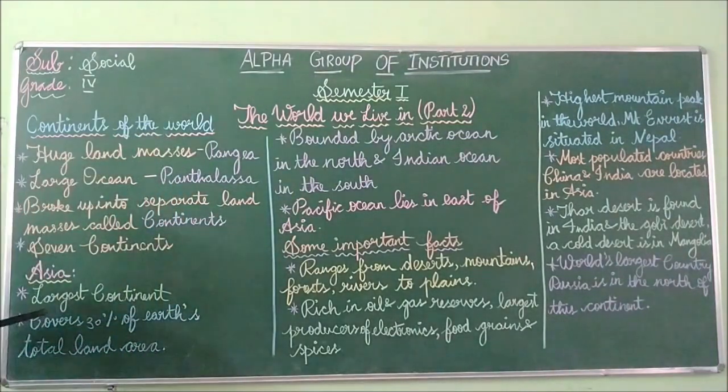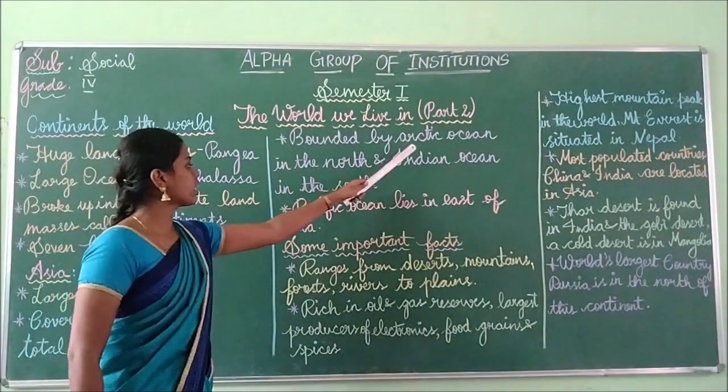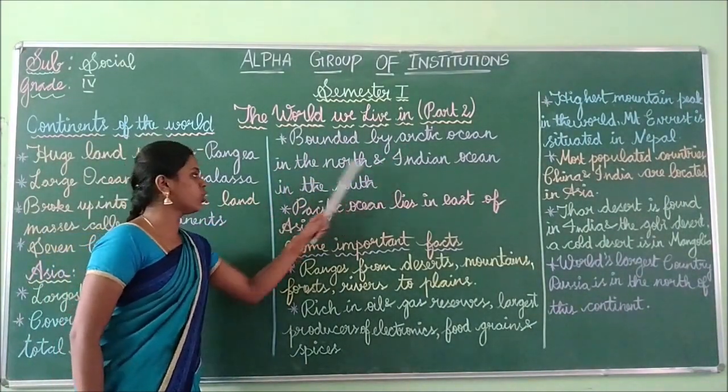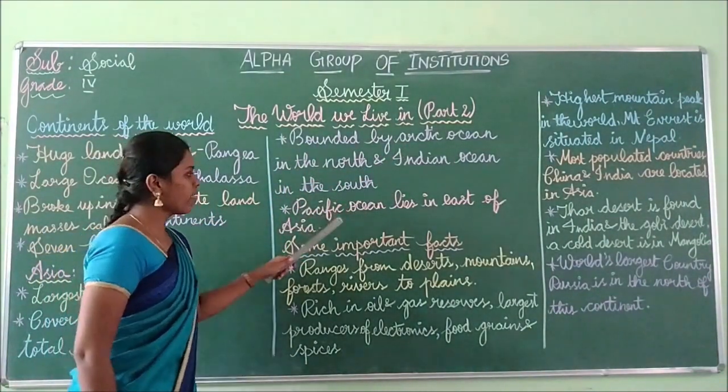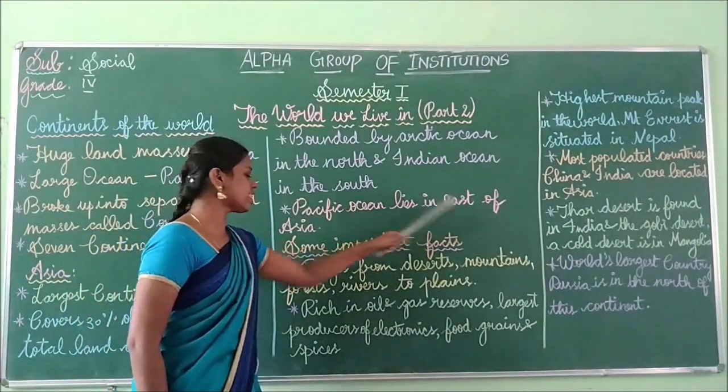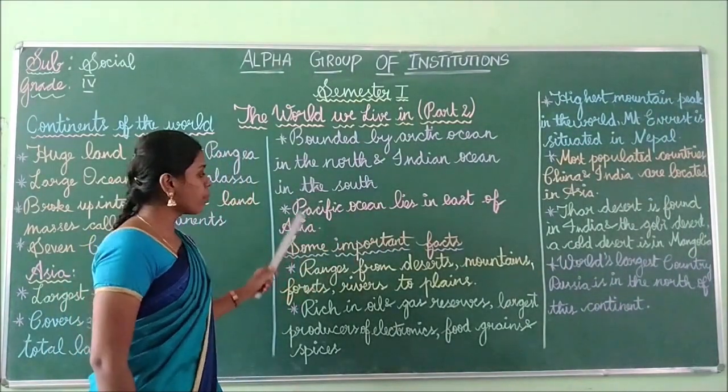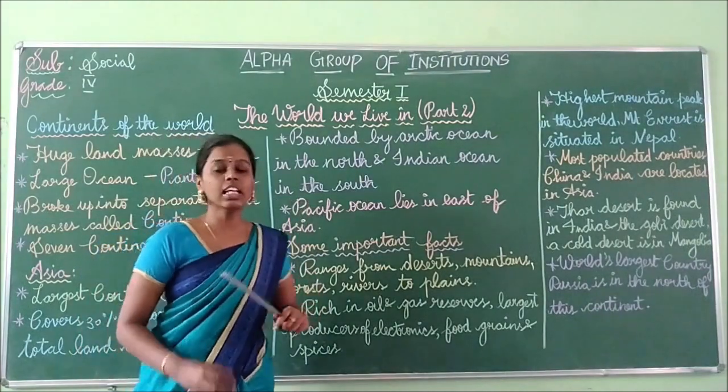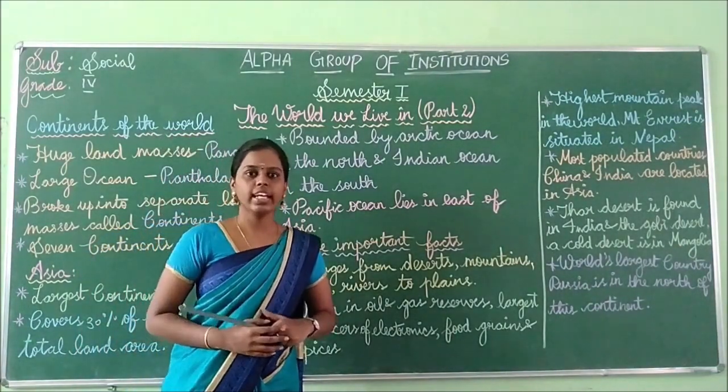See children, it is the largest continent in the world and it covers 30% of the total land area of Earth. It is bounded by the Arctic Ocean in the north and the Indian Ocean in the south. Then the Pacific Ocean lies in the east of Asia. This is about Asia. Okay, this is the brief content of Asia.